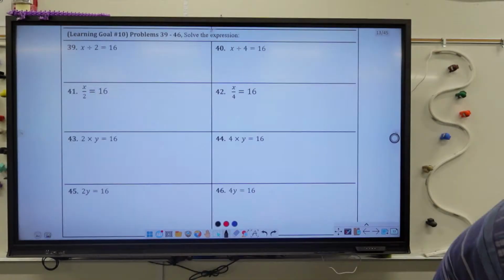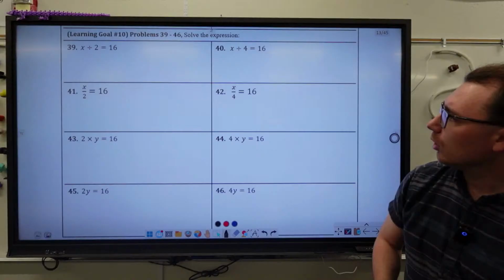For that learning goal number 10, we'll be taking a look at these simple one-step equations here, where we want to try and solve each of these equations by just taking a single step.